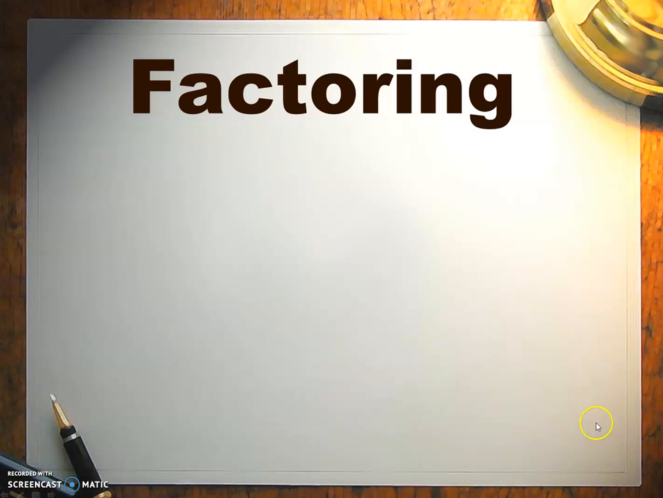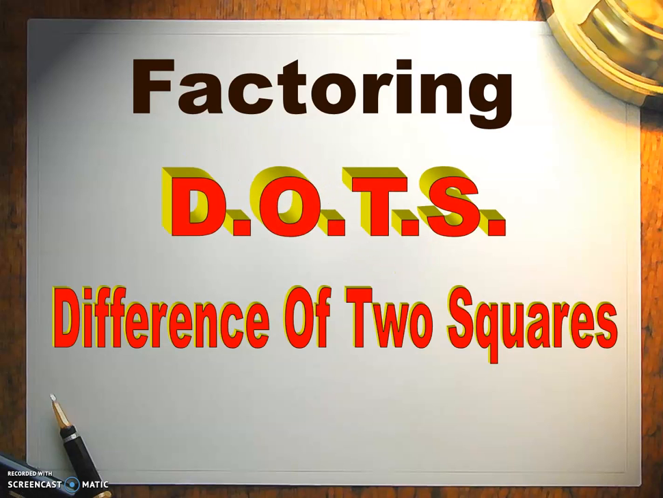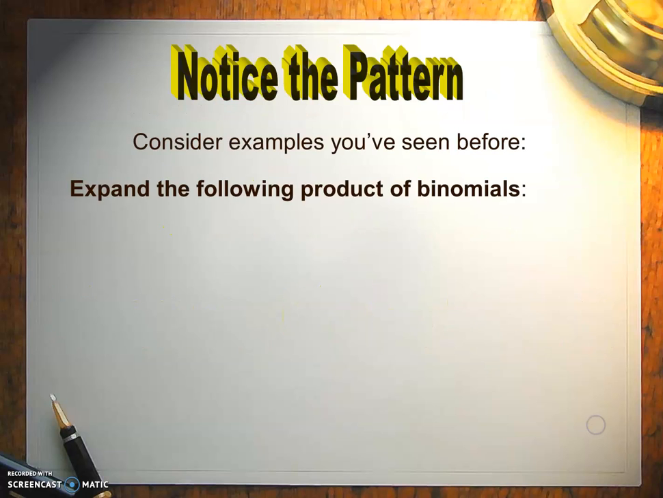Today we're going to learn the next type of factoring, and it's called difference of two squares, which we affectionately call DOTS. Difference of two squares. So how does it work? Well, first of all, we have to recognize a pattern from some examples we've seen before.